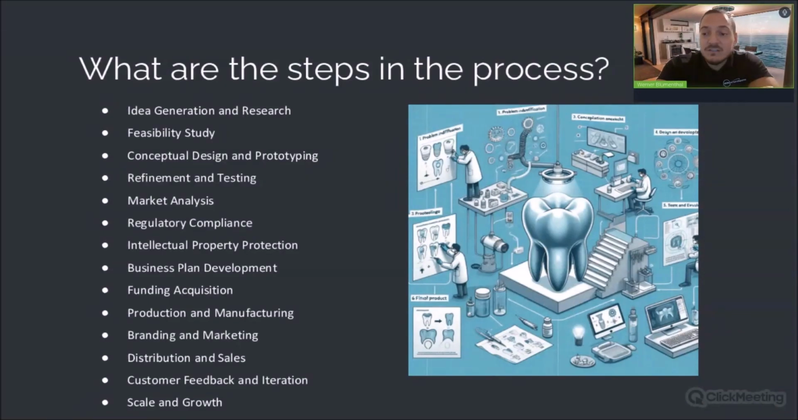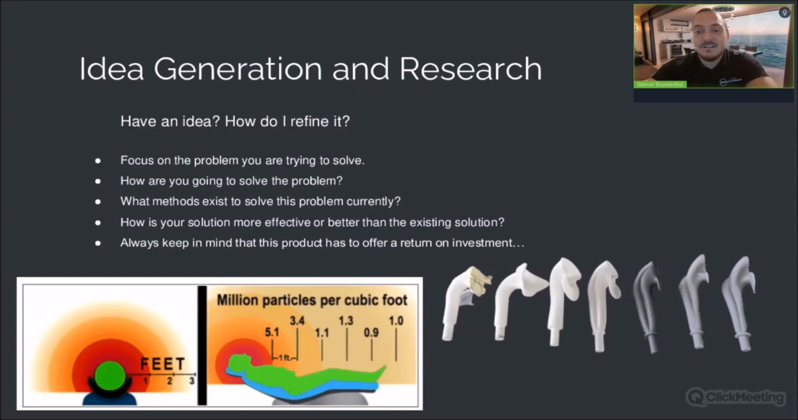Intellectual property protection, that's something that's important to do, but I think there's a time and a place for that, right? So we'll go over that. Funding and acquisitions, production and manufacturing, branding and marketing, distribution and sales, customer feedback and iterations, and then sales and growth, right? Hopefully we all get to that last phase where you start to see that hockey stick graph, your sales.